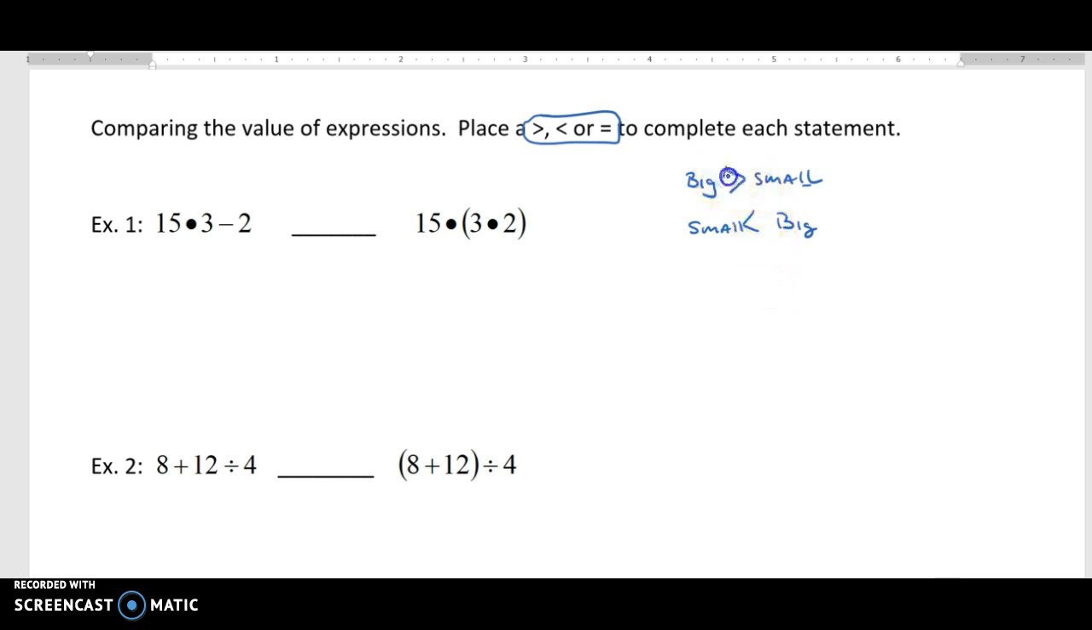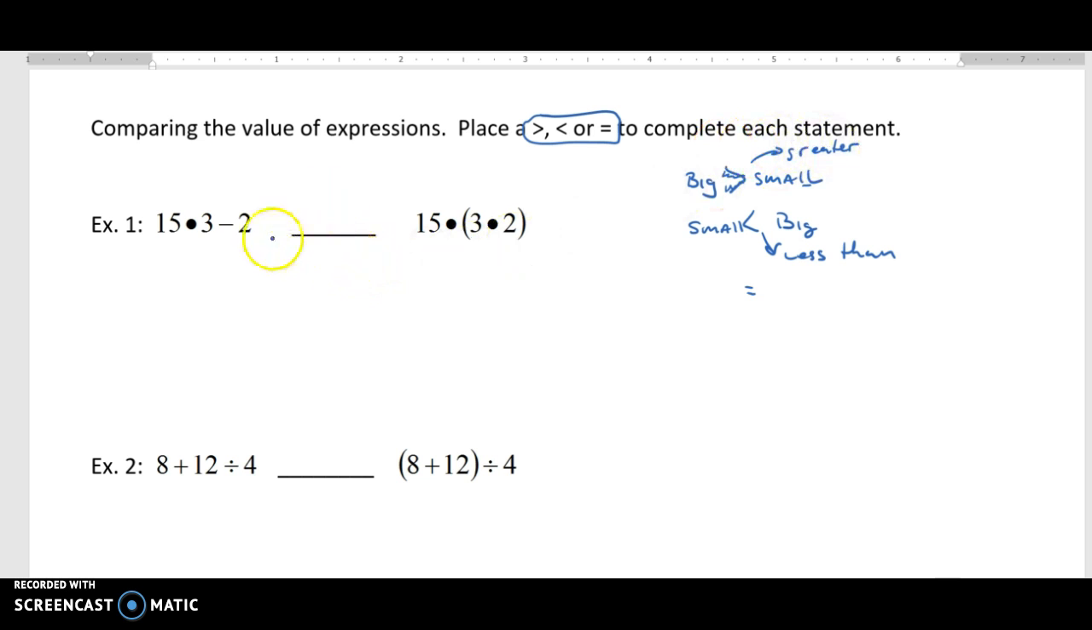And remember, picture it as being an alligator. Alligator always eats the bigger number. But this means greater than. This means less than. And then we obviously know this is equal to. So it says comparing the value of expressions. Place a greater than symbol, a less than symbol, or equal sign to complete each statement.